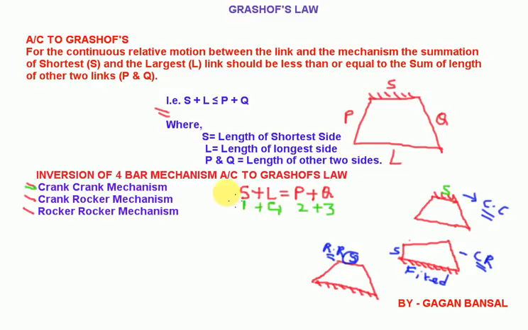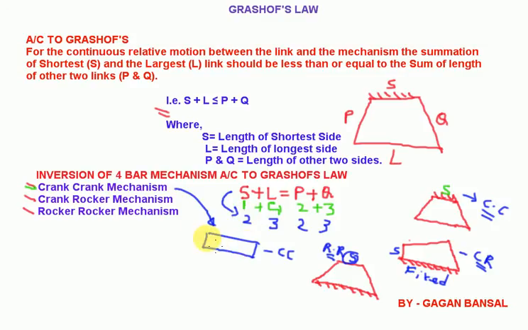But if in the same case we have pairs of equal lengths, say the shortest is 2, the largest is 3, here P is 2 and Q is 3. In that case, if there is a parallel linkage, meaning the pairs of opposite sides are equal, it is a crank-crank, or we can say double crank mechanism. It is known as a parallelogram linkage.